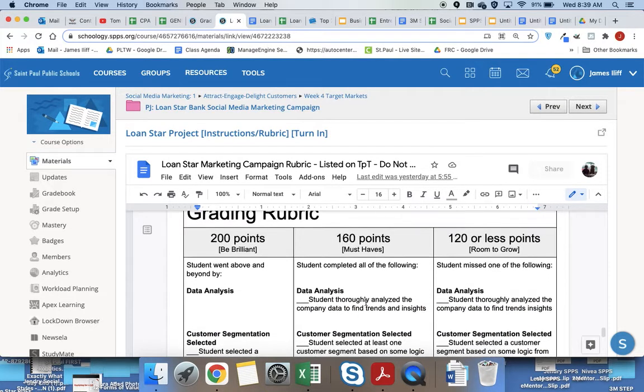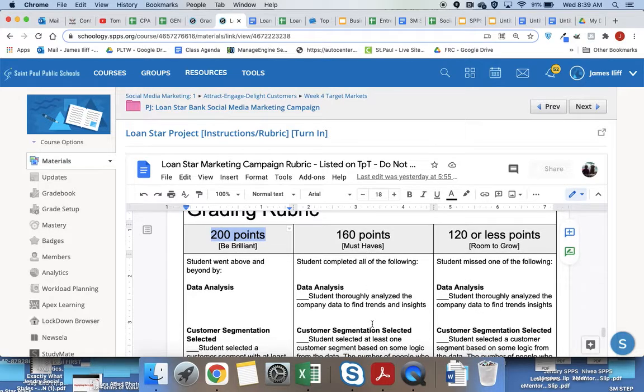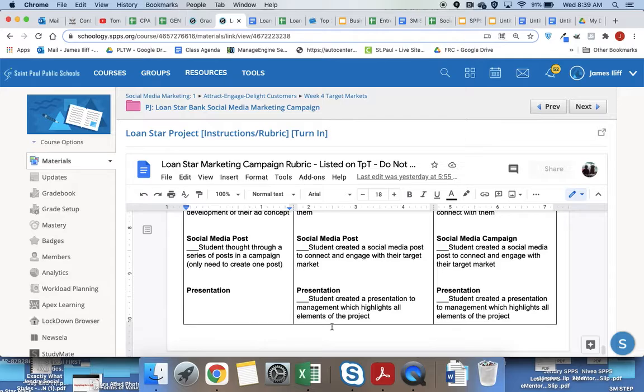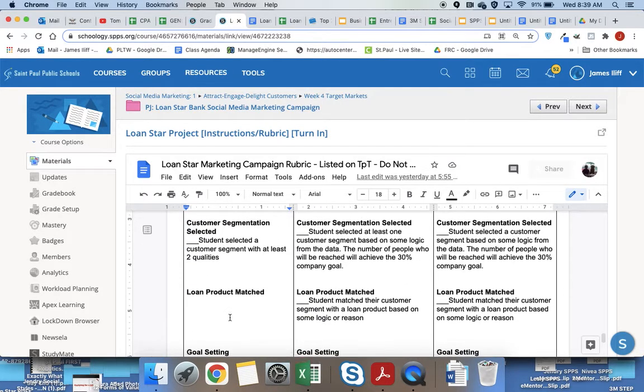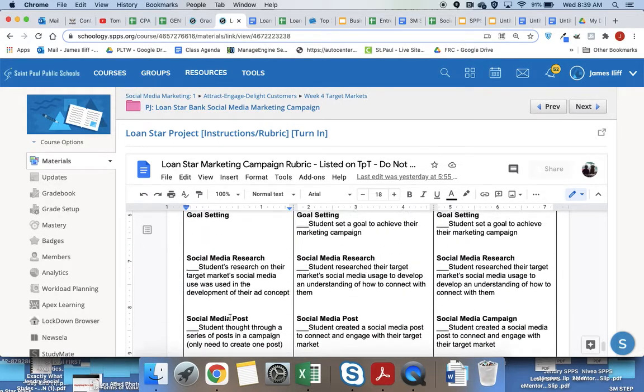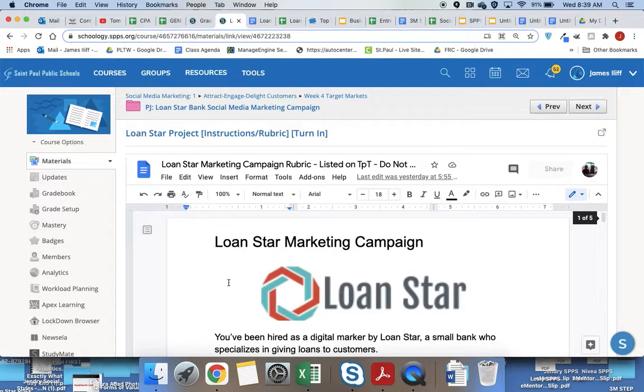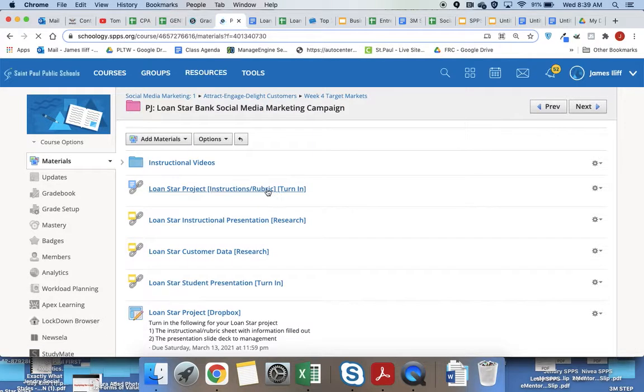And then here's the rubric. Notice that this whole project is worth 200 points, so it's a big project. Remember that we always start in the must-have columns to mark off what we're working on, and then we can go for the Be Brilliance. There are 3 of them that you can go for here. So pretty exciting stuff, you guys. That is the instruction rubric, which you'll be working on and turning in in 2 weeks.